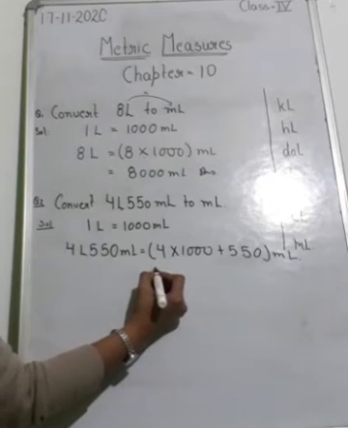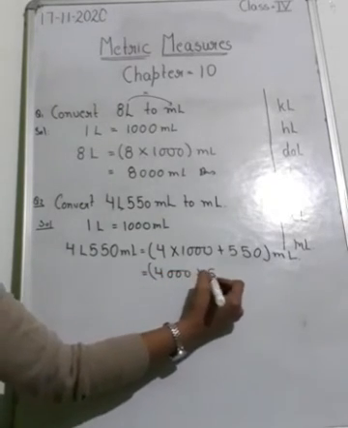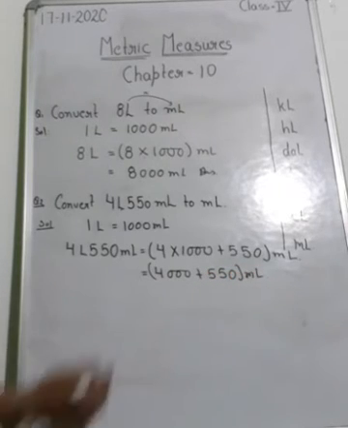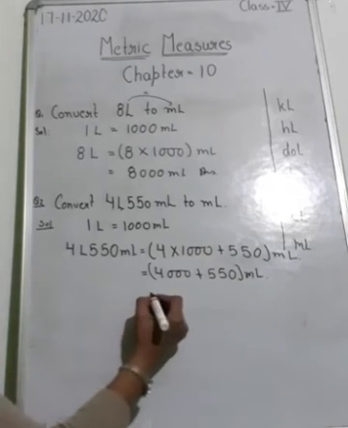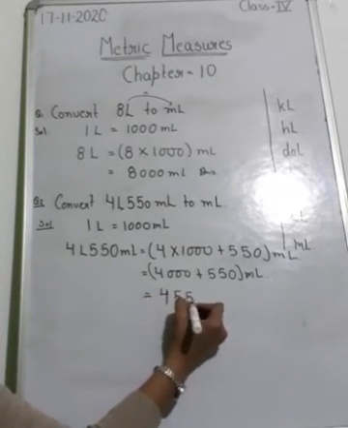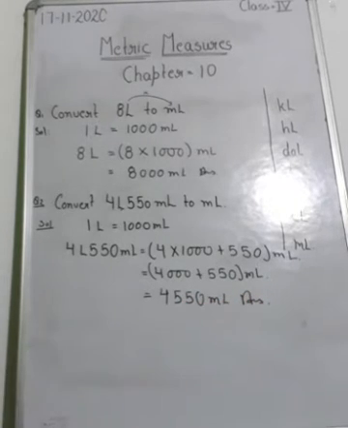So this will be 4000 plus 550 milliliter. Clear? 4 into 1000 will be 4000, and when you add them, you get 4550 milliliter, and this will be your answer. Clear?